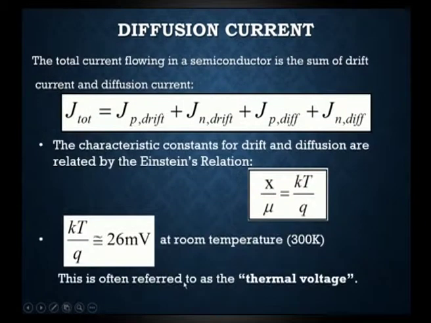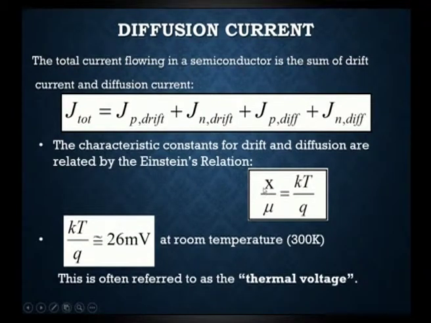Finally, we come to the total current in a semiconductor. We have drift and diffusion. The total current in a semiconductor will be the sum of drift current as well as diffusion current. We can represent the total current with all the hole and electron drift and diffusion currents. The characteristic constants for drift and diffusion are related by the Einstein relations.